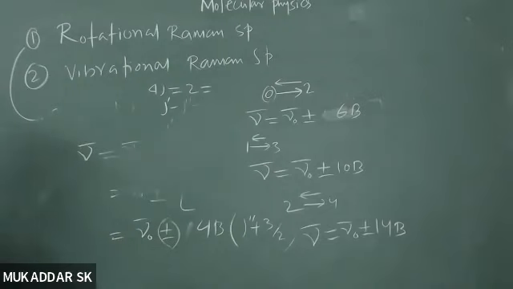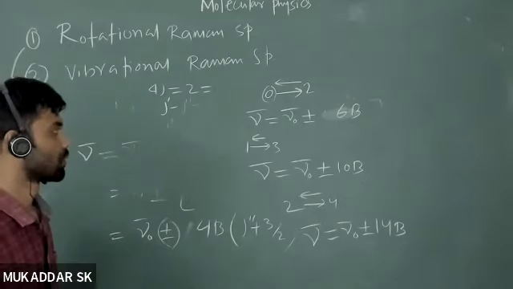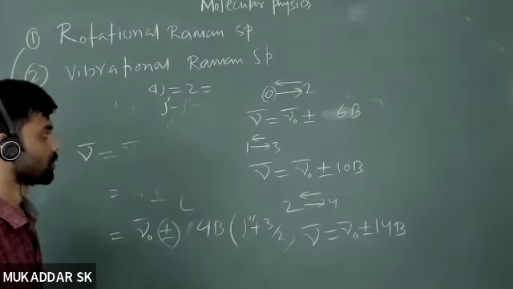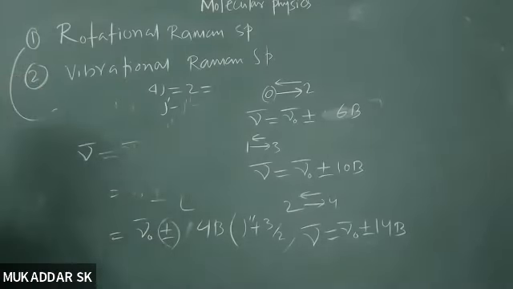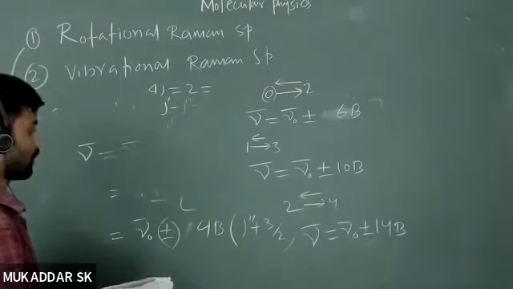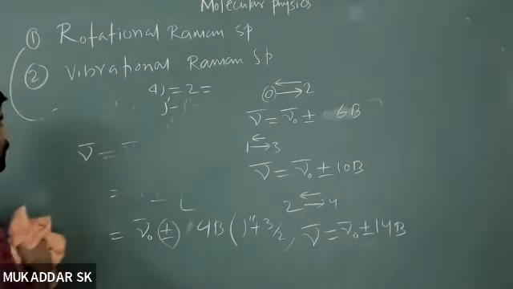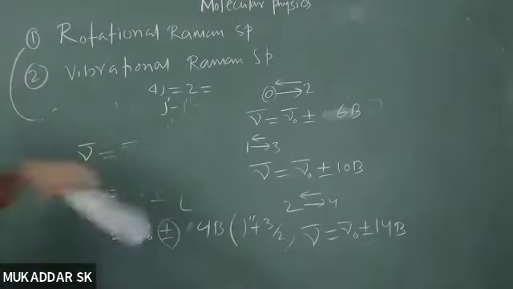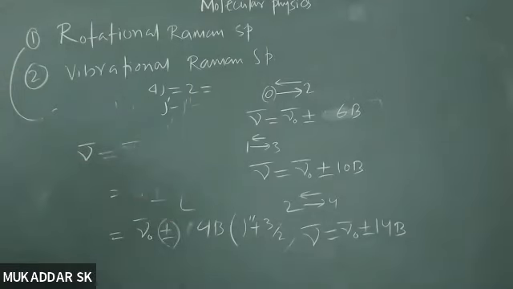Sir, yes. The first case is 0 to 2, in which nu 0 bar plus 6b will be the anti-Stokes line, and nu 0 bar minus 6b will be the Stokes line. Yes. Thank you sir. Okay, now shall I draw? So this is the wave number. Now I'll draw the Stokes and anti-Stokes lines. Is this clear to you all? Yes sir.